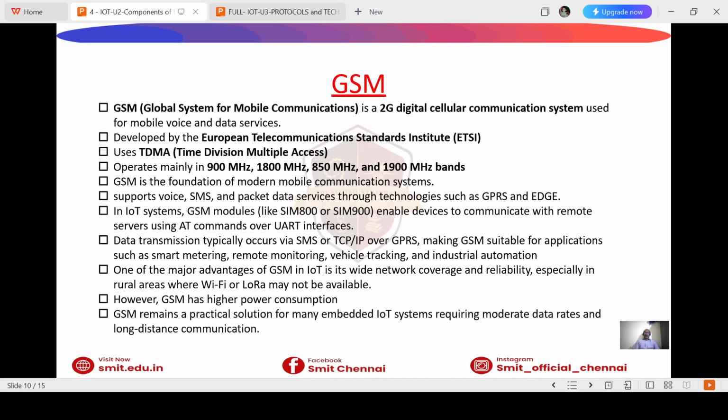One of the major disadvantages is that it has very high power consumption. And one of the very good advantages is that, whether rural or urban, anywhere in the world, it can be easily accessible. That's the main advantage. And at the same time, it has a big disadvantage, which is high power consumption. But whatever it may be, GSM remains a reliable, practical solution for many embedded IoT systems requiring moderate data rates as well as long distance communications.